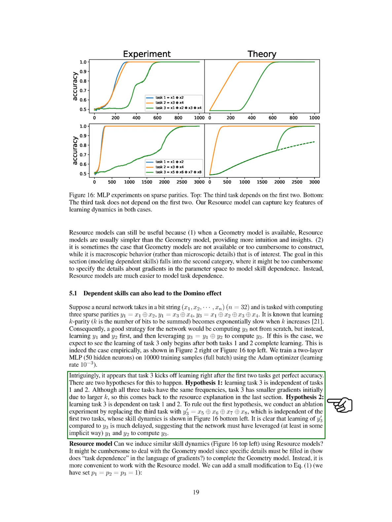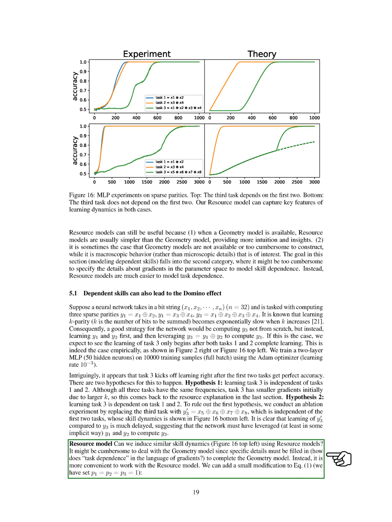To test the first hypothesis, we replaced the third task with one that is independent, and we found that learning was significantly delayed, indicating that the network likely relied on the first 2 tasks to compute the third. Next, we explore whether we can replicate similar skill dynamics using resource models. Working with the geometry model can be complex, so we prefer the resource model for convenience.